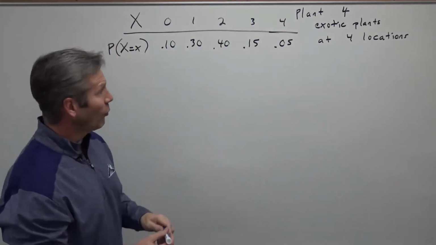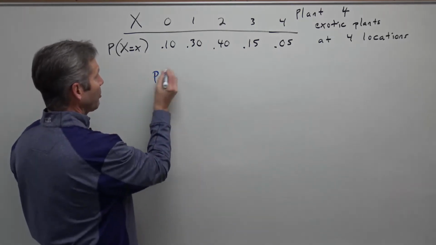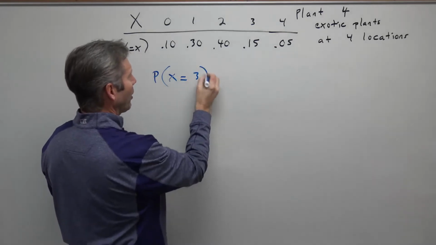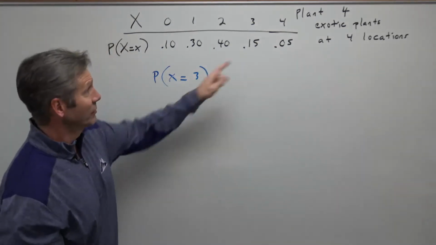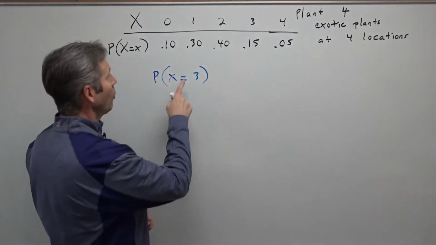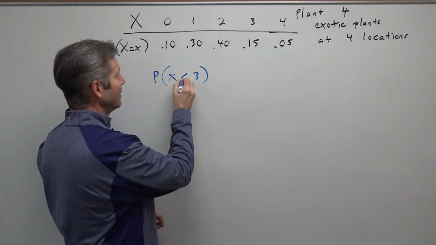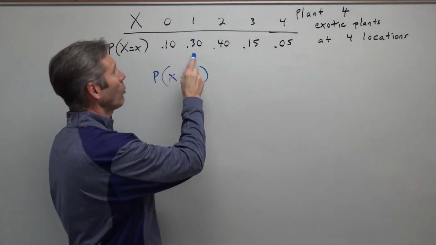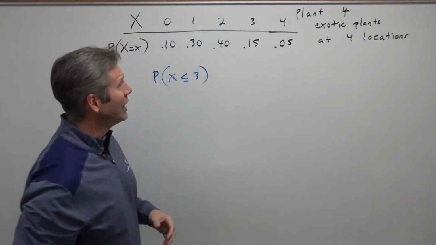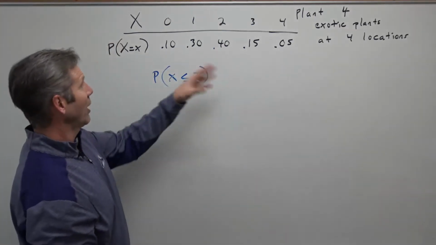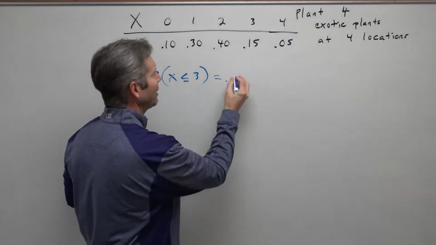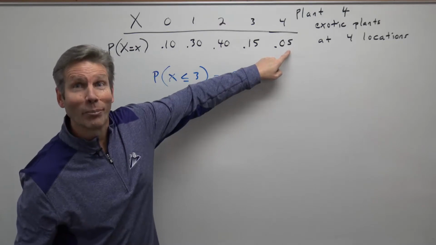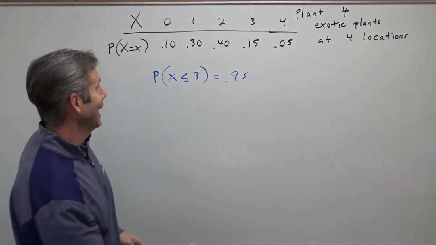Okay, well now let's say we want to find the probability that X equals 3. What's the probability that we get 3 successes? Oh, just right there, 0.15. What's the probability that X is less than or equal to 3? That means we could have 0 or 1 or 2 or 3 plants make it. So we add all those up, and that would give us 0.95. Hopefully you see the quickest way to get that is just to realize you can do 1 minus the 0.05, the only thing that can't happen.